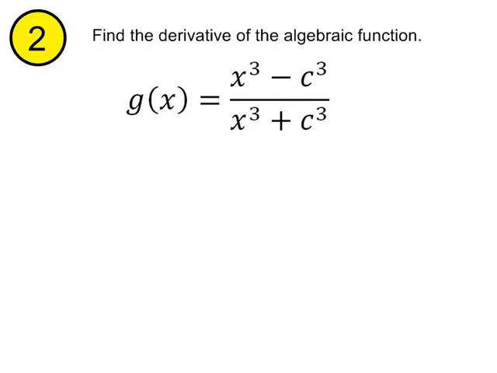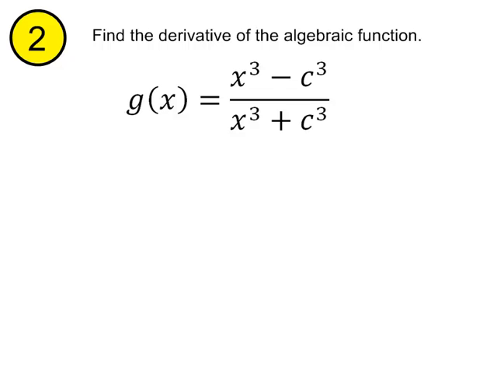Find the derivative of the algebraic function g of x equals x cubed minus c cubed over x cubed plus c cubed. And it is generally understood in calculus that c is going to represent a constant. So even though it looks like a letter, it looks like a variable, we need to treat c as a constant and treat x as a variable. And one thing that I would like to just become a habit for you is to just think about what this function might look like, at least a little bit.